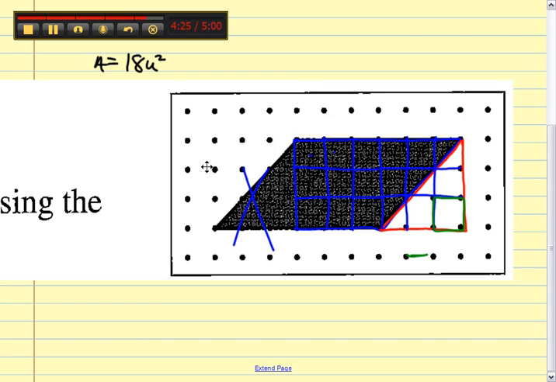1, 2, 3, 4, 5, 6, 7, 8, 9, 10, 11, 12, 13, 14, 15, 16, 17, 18. Excellent. 18. But remember, it's the base, which is 6 of these units, times the height, which is 3 of them. Obviously, we're going to have 3 rows and 6 columns, and get 18.